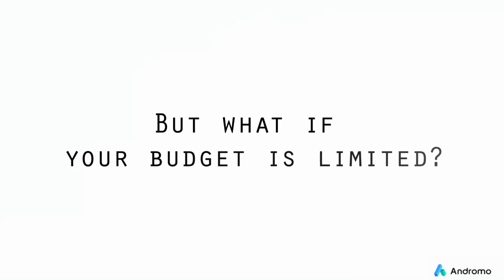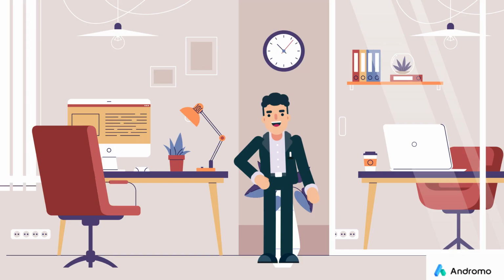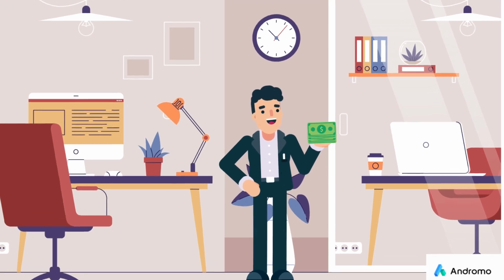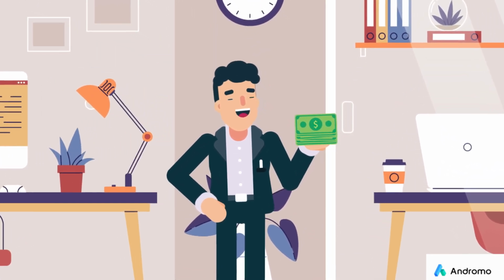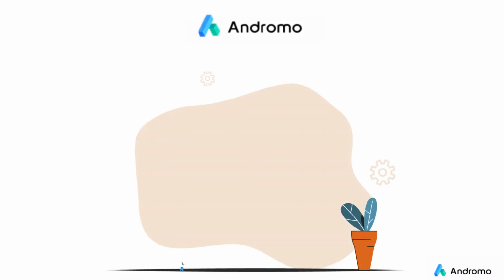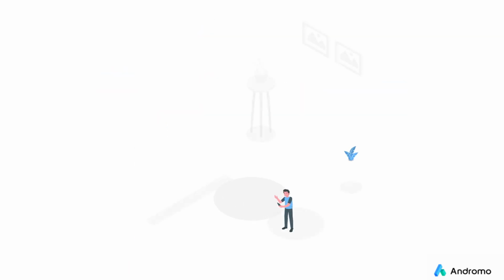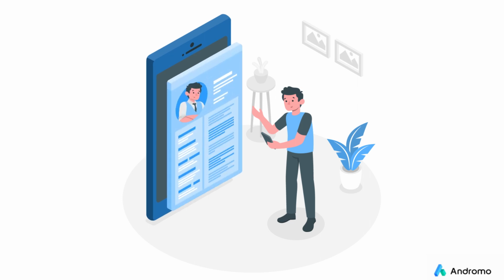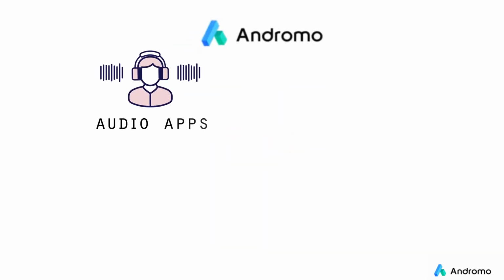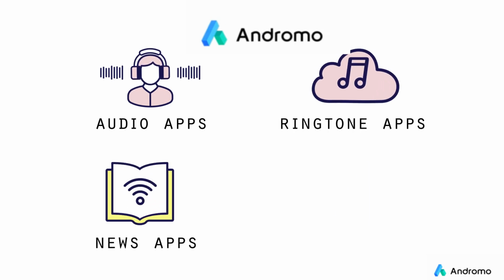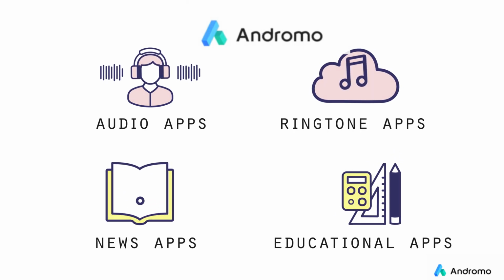But what if your budget is limited? If you only have a few thousand dollars to spend on an app, you could build a minimum viable product and proof of concept. With the Andromo App Builder, you can create basic function apps for iOS and Android. For example, you could use Andromo to create an app for your portfolio, an event, or entertainment apps such as audio apps, ringtone apps, news apps, educational apps, and so much more.